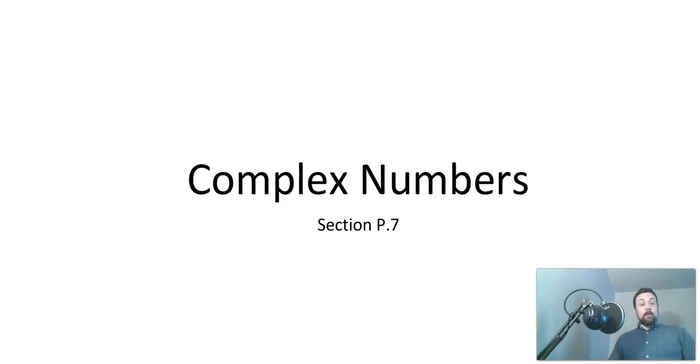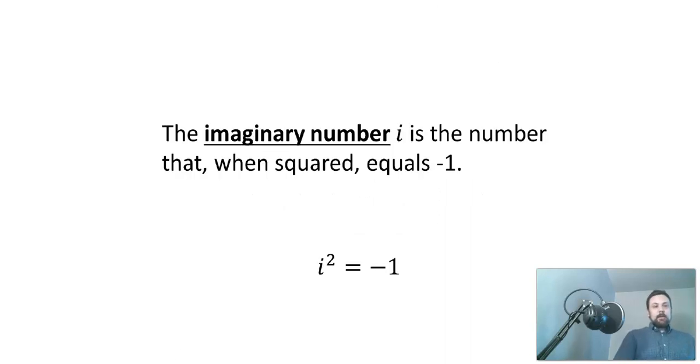In this section, we're going to take a look at section P.7 on complex numbers. All right. So the concept of a complex number is based on this other concept called the imaginary number. The imaginary number i is the number that, when squared, equals -1. So this, even though it's called imaginary, is an actual number that was invented because of a need.